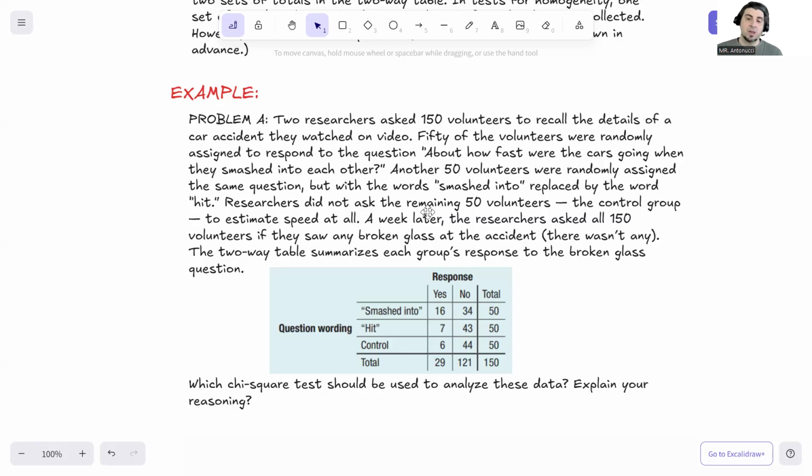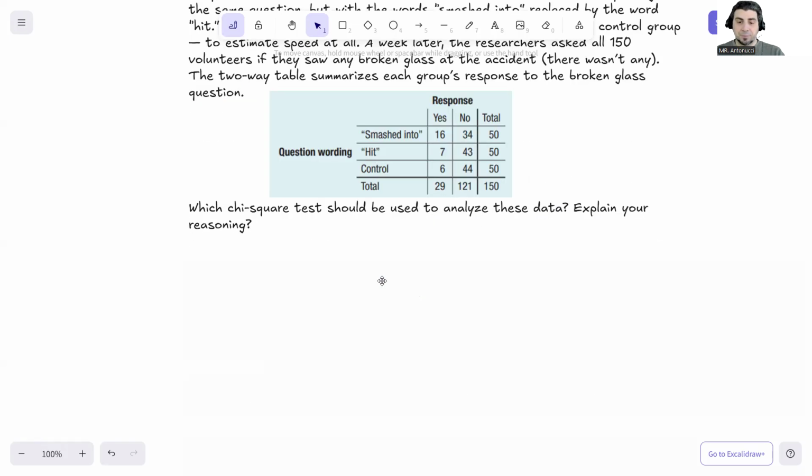Researchers did not ask the remaining 50 volunteers, which was the control group, to estimate the speed at all. A week later, researchers asked all 150 volunteers if they saw any broken glass at the accident, and there wasn't any. The two-way table summarized each group's response to the broken glass question. Which chi-square test should be used to analyze this data?